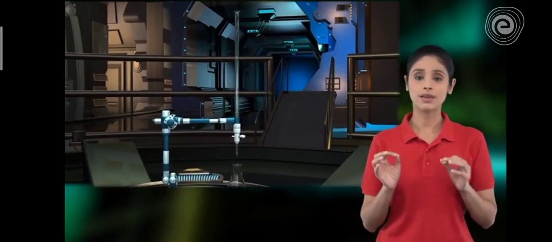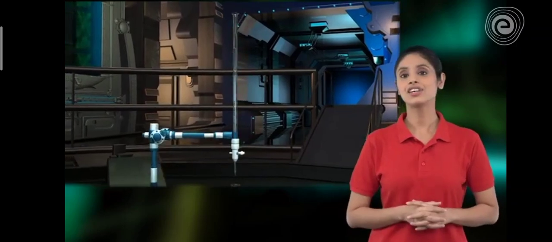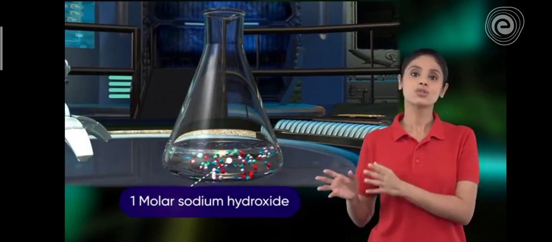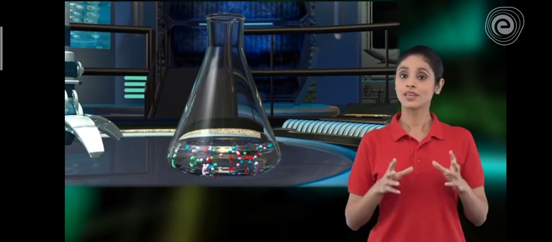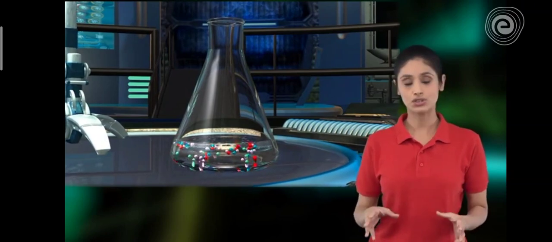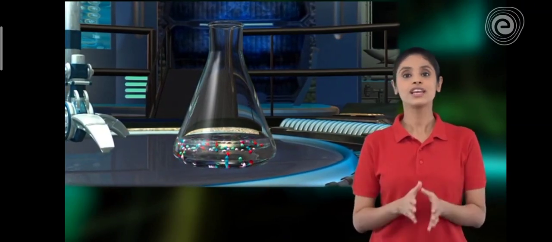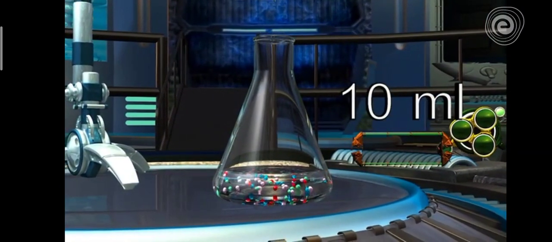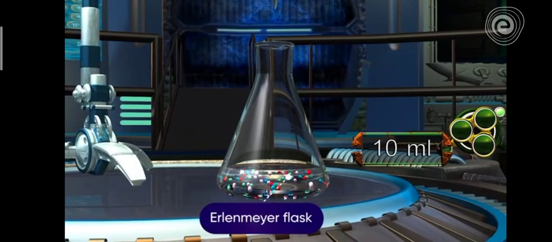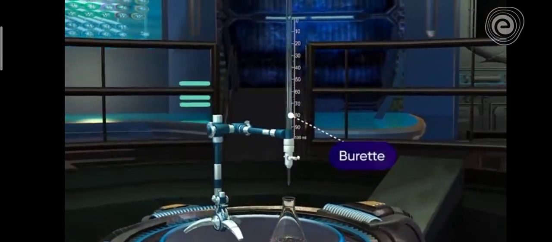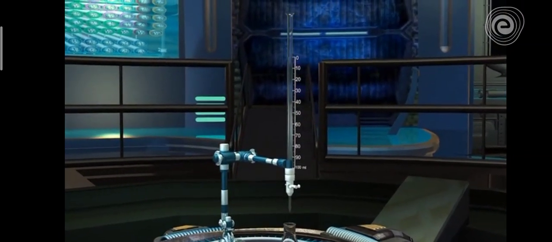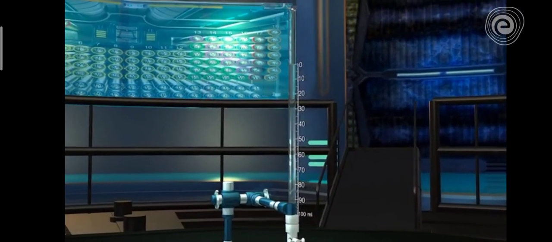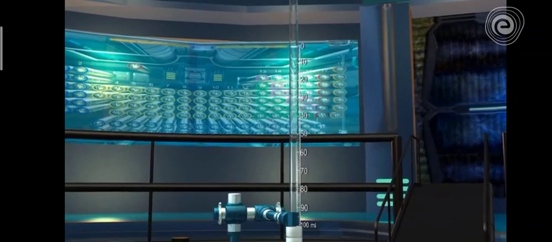To understand the principle behind titration, let's consider a reaction between hydrochloric acid and a 1 molar sodium hydroxide solution. Here, the sodium hydroxide solution, whose concentration is known, is called a standard solution. Take 10 milliliter of this standard solution in an Erlenmeyer flask. A burette, which is a long graduated tube with a capacity of 100 milliliters and a stopper at the bottom, is filled with the HCl solution.